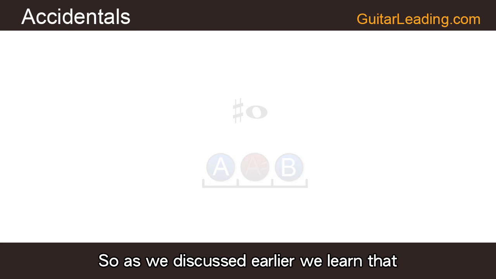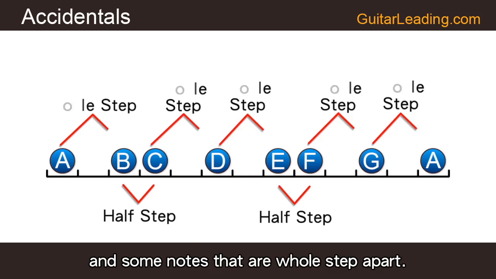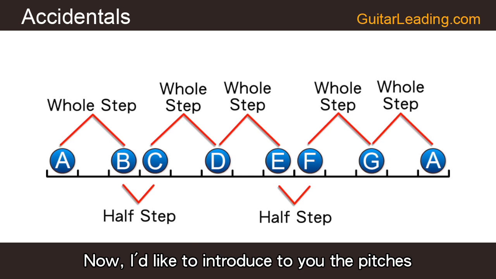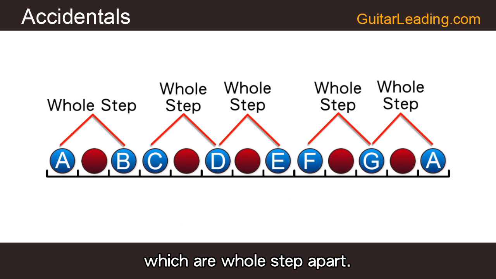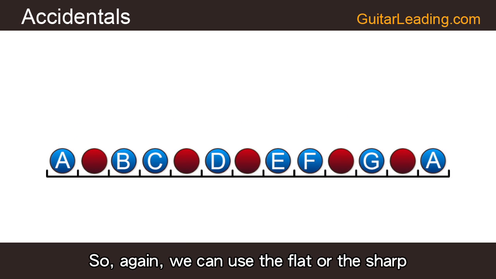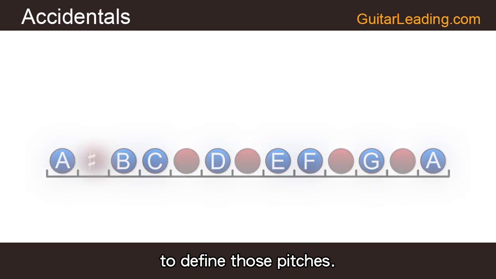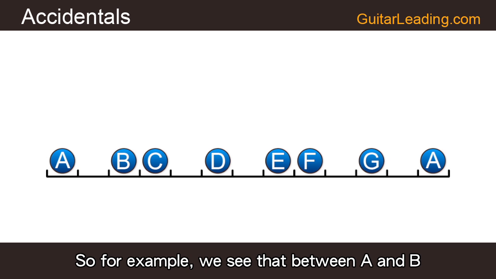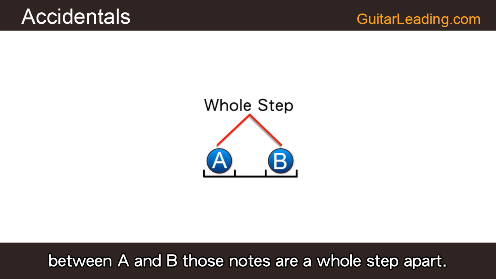As we discussed earlier, there are some notes that are a 1/2 step apart and some notes that are a whole step apart. Now I would like to introduce to you the pitches that are between those notes which are a whole step apart. Again, we can use the flat or the sharp to define those pitches. For example, between A and B, we have a whole step. Those notes are a whole step apart.